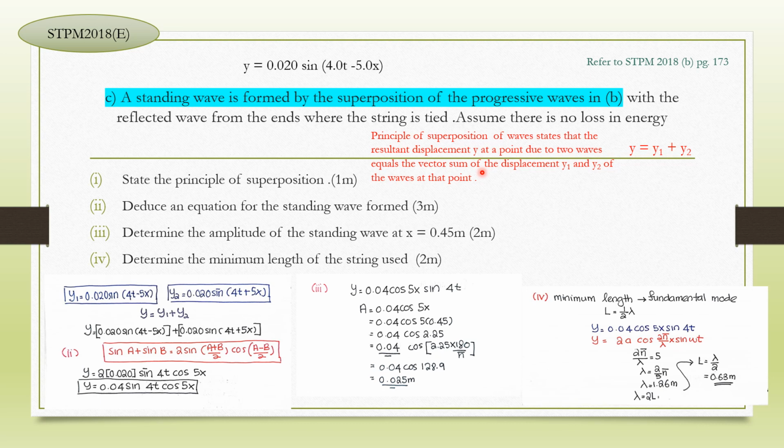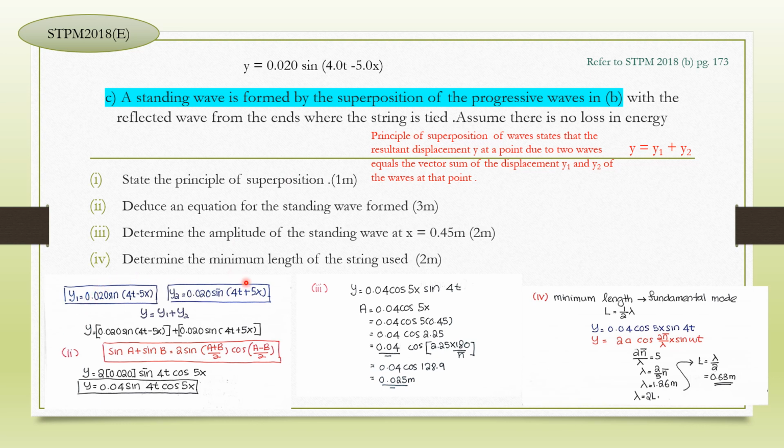Now, deduce an equation for the standing wave formed. So now they want you to deduce the equation. They already say it is formed by the principle of superposition, so we have to use this concept in order to get the equation for the standing wave. Now we see the first one, from B, we get y1 equals 0.02 sine (40t minus 5x), correct?